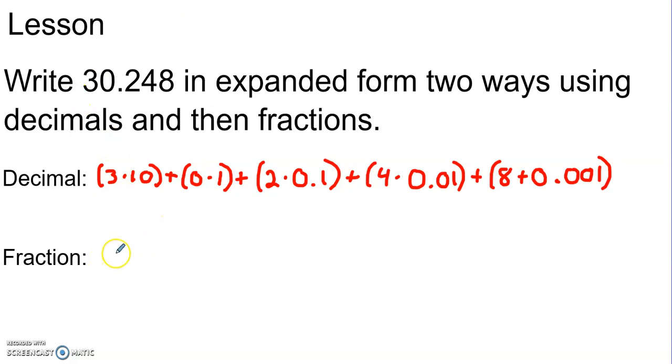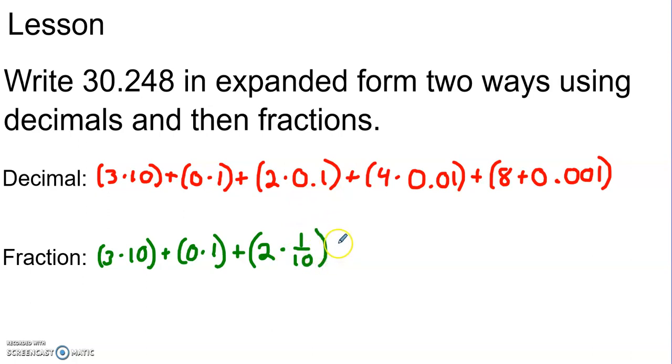Fractions is the same way for whole numbers. So when I do the 3 and the 0 for the 30, it's going to be the same as the decimals. So I'm going to have 3 times 10 plus the 0 times 1. Okay? Now what comes differently is our fractions. So the digits themselves stay the same, so I'm going to end up having 2 times, but for a fraction, instead of writing the tenth as 0.1, I'm writing it as 1 over 10. And then I close that parentheses.